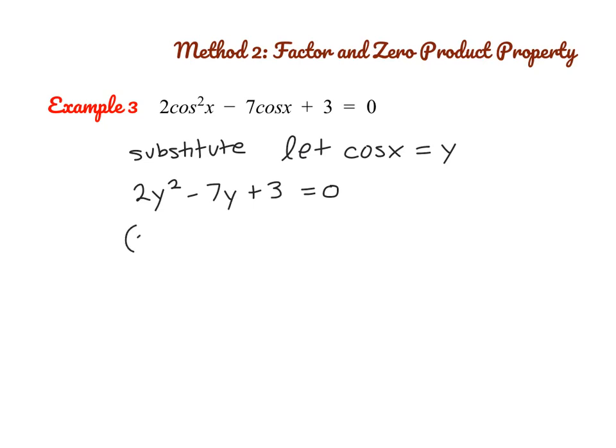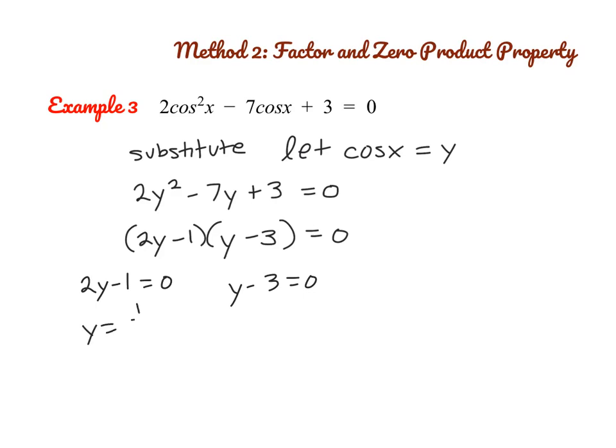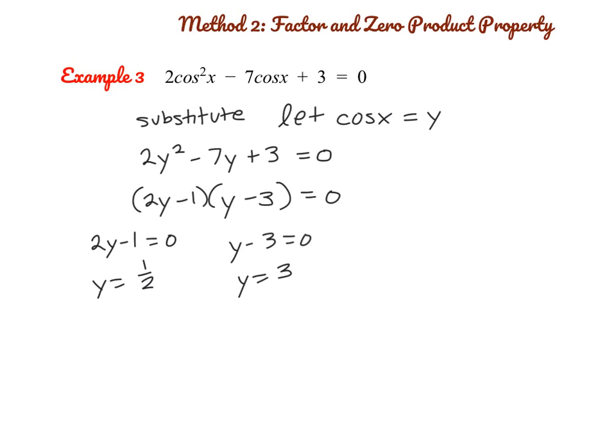So here we have 2y minus 1 times y minus 3 equals 0. And from here we can keep solving. So we would do the zero product property. So we get y equals 1/2, y equals 3, and then remember, we're actually trying to solve for x, which is within cosine, so now we have to re-substitute. So cosine of x equals 1/2, cosine of x equals 3.